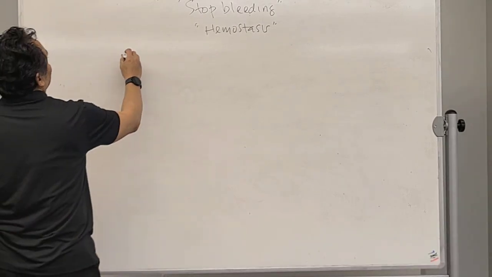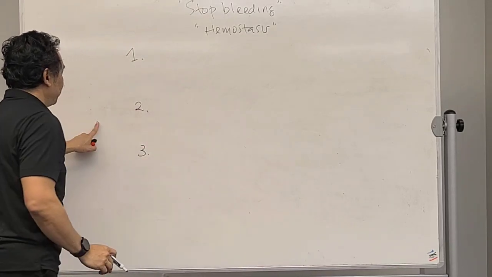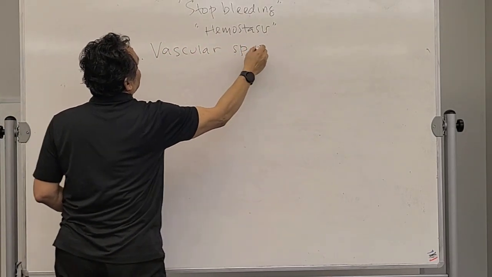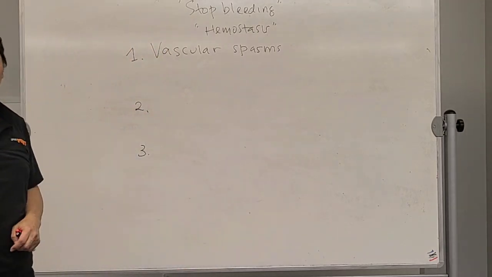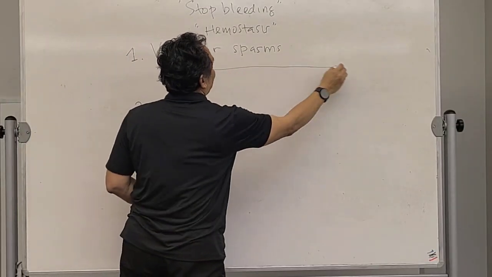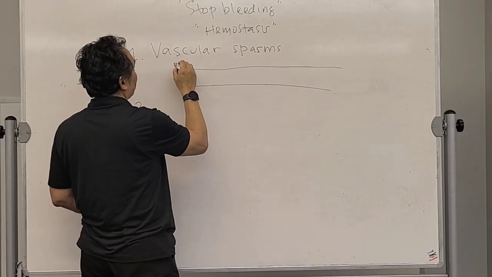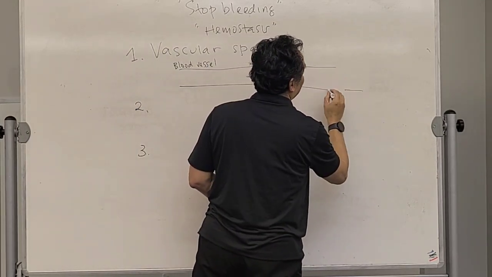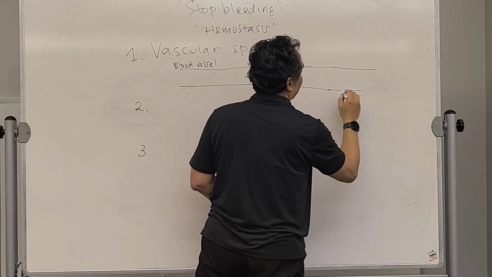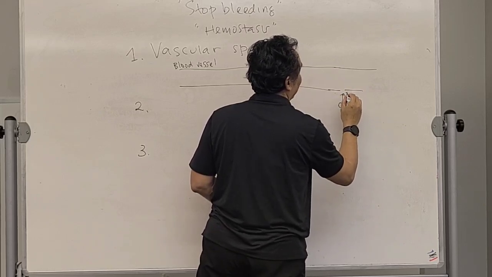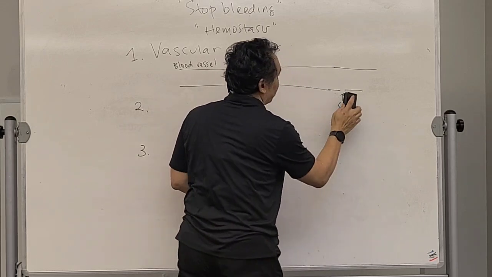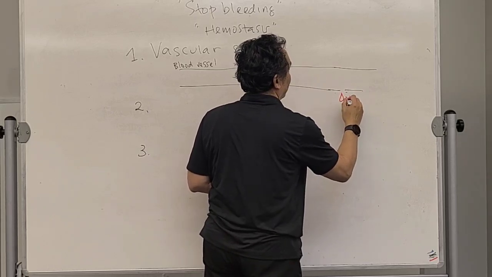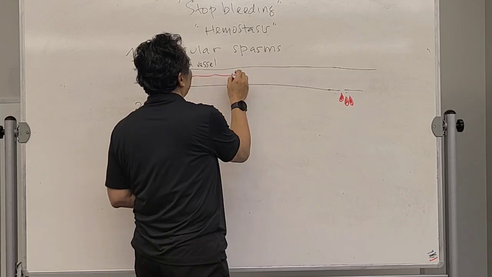Okay? There are 3 steps of stopping bleeding. The first step is called the vascular spasm. Now, let's say this is a blood vessel. Let's say there is a cut over here. What happened? You're gonna be bleeding over here. Let's say this blood is going that way.